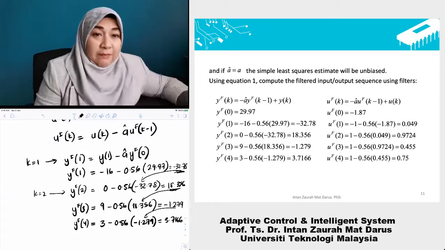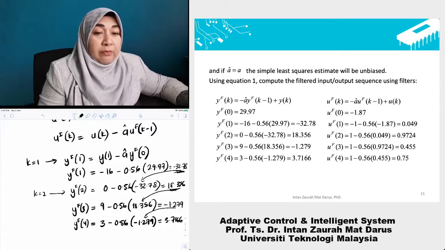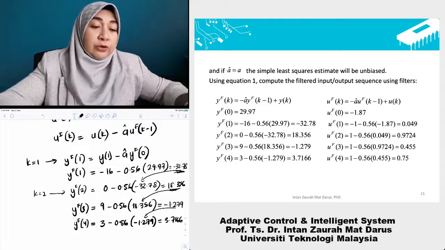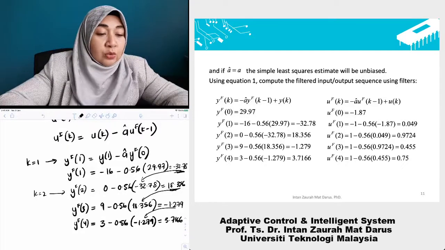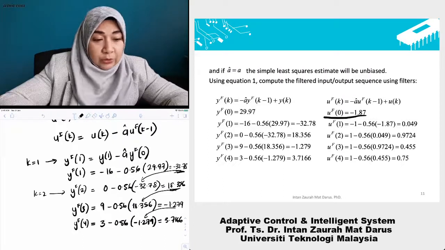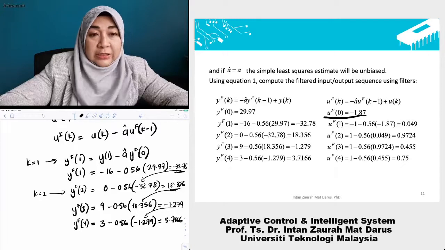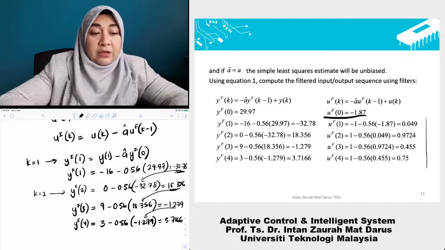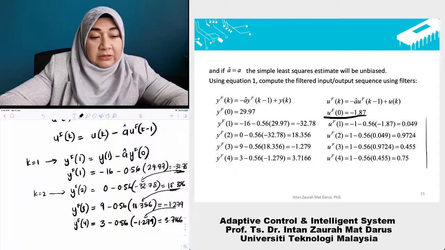I'm going to do the same thing with my U filtered. If you look at the slide here, I've done it for U filtered. I need to have U filtered 1, but since it's given U filtered 0, for U filtered 1, I need to have U filtered 0, and since it's given, it's going to be used here. Then I'm going to calculate similarly for my y to obtain all these values for my U filtered. So this is the filtered input and filtered output data.